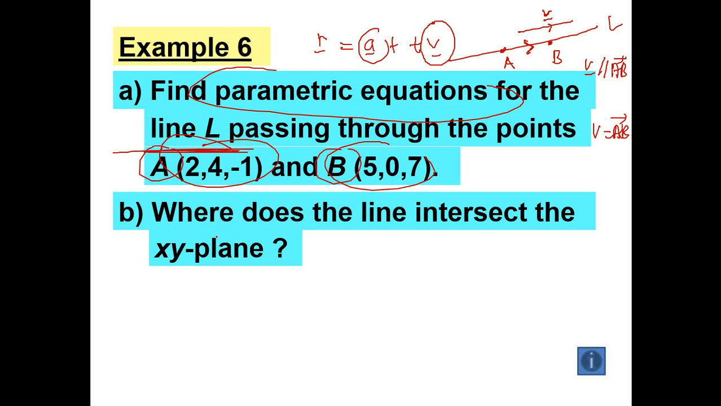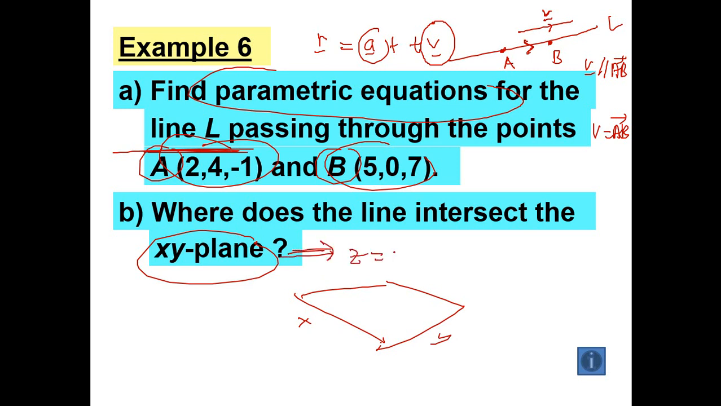For part B, where does the line intersect the XY plane? XY plane means that z is equal to 0, that is, component k is 0. Then substitute in the equation. Later we will discuss part A. Okay, these are points A and B, and A and B lie on L.